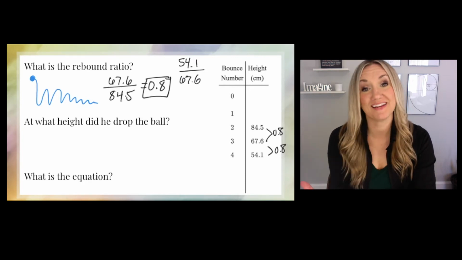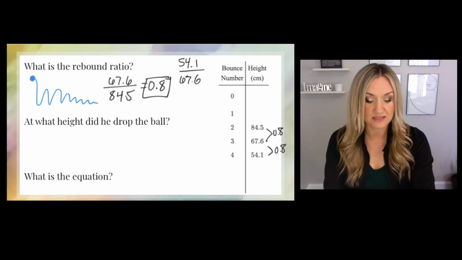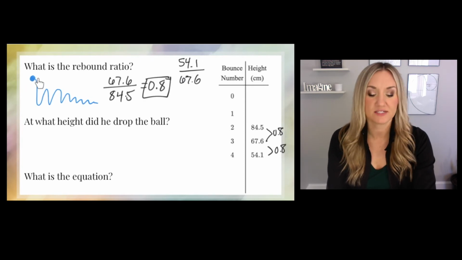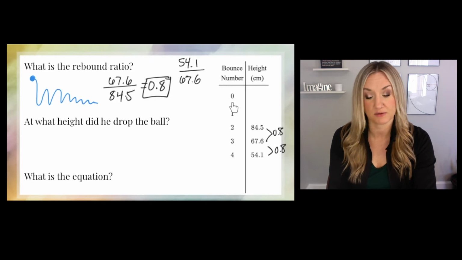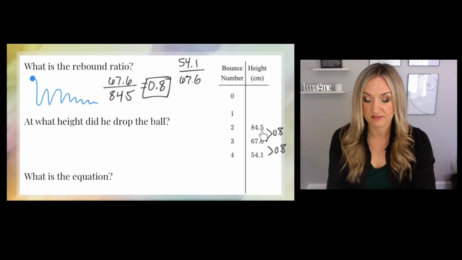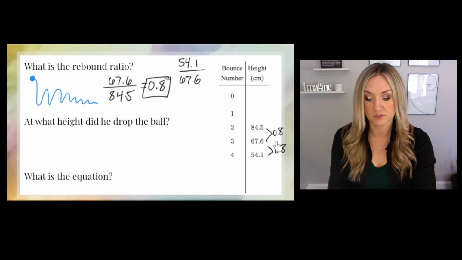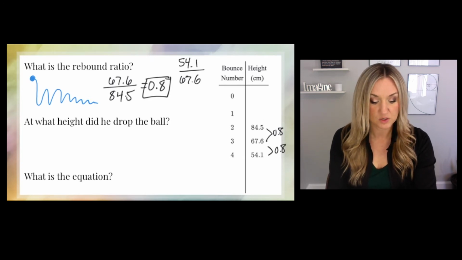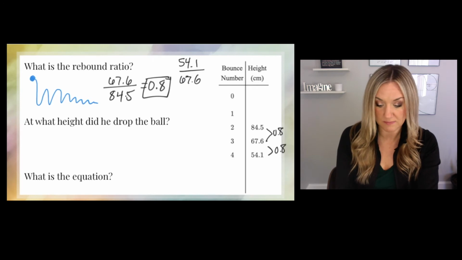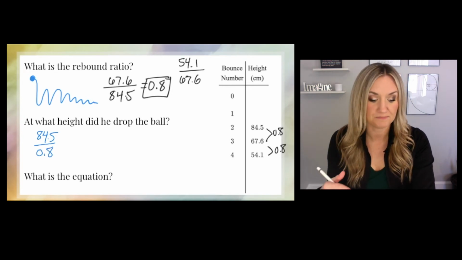All right, so the next question is asking us, at what height did the ball drop? Well, that means I would like to know the very top of the height where the first bounce number would be 0, because the ball didn't bounce at all. So to be able to get that, let's go ahead and go backwards on our table. And each time, instead of multiplying by 0.8, let's go backwards and divide by 0.8. So when you divide by 0.8, and what do I mean by that, is you would do the 84.5 divided by 0.8. Instead of multiplying each time, we're going to go backwards.